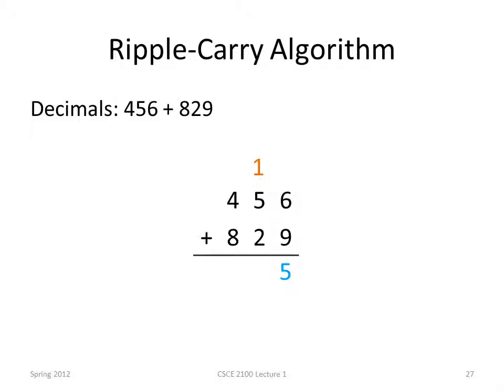Alright, then we do the next column. 5 plus 2 plus 1, 5, 6, 7, 8 is 8 carry 0. There we go, 8 carry 0. Now the last column over here, 8 plus 4 plus 0 is 12. Put down a 2, carry 1, there's nowhere for the carry to go, so it falls down here. There we go. Answer is 1285. Easy, elementary school stuff.